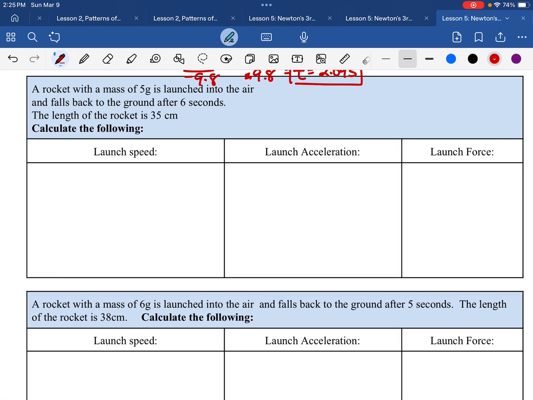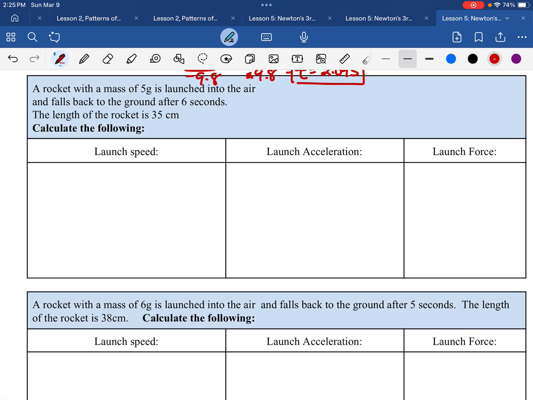Okay, let's try some more things. So this is all math we'll use in our paper rocket lab. A rocket with a mass of 5 grams is launched into the air and falls back to the ground after 6 seconds. And the length of the rocket is 35 centimeters. So launch speed, launch acceleration, and launch force, we have to calculate these 3 things. We'll do these together, and then you'll do some on your own.